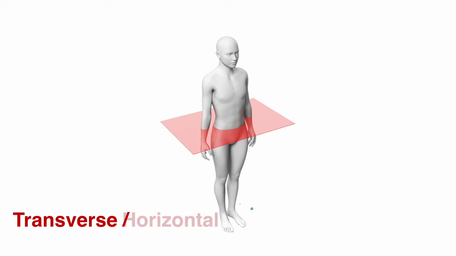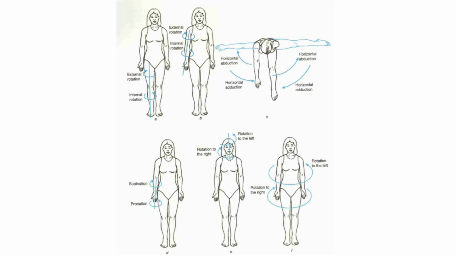In the third plane we have the transverse plane. Rotational movements happen in the transverse plane. Also inversion and eversion of the ankle joint happen in the transverse plane. By understanding these planes of motion, all the motions of the body happen in these planes. Either they happen in only one, or they happen in two or even three planes together.